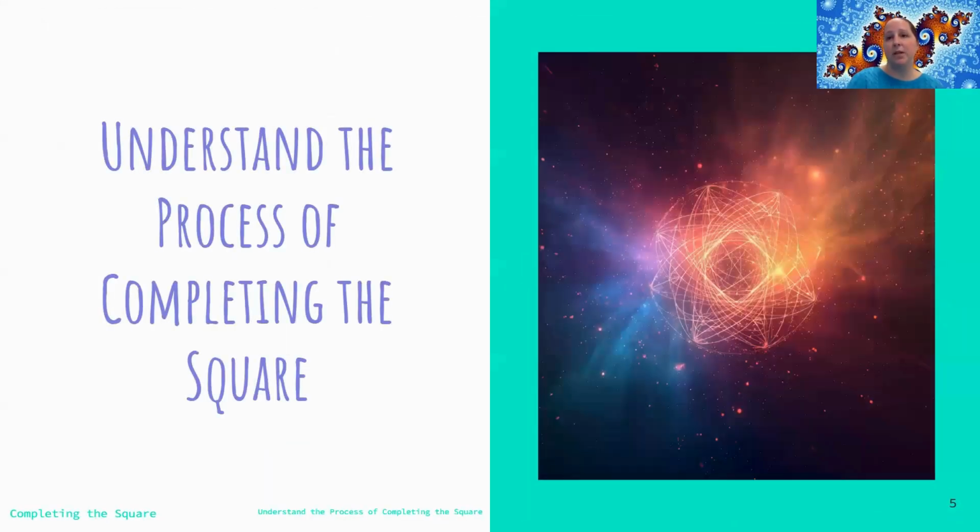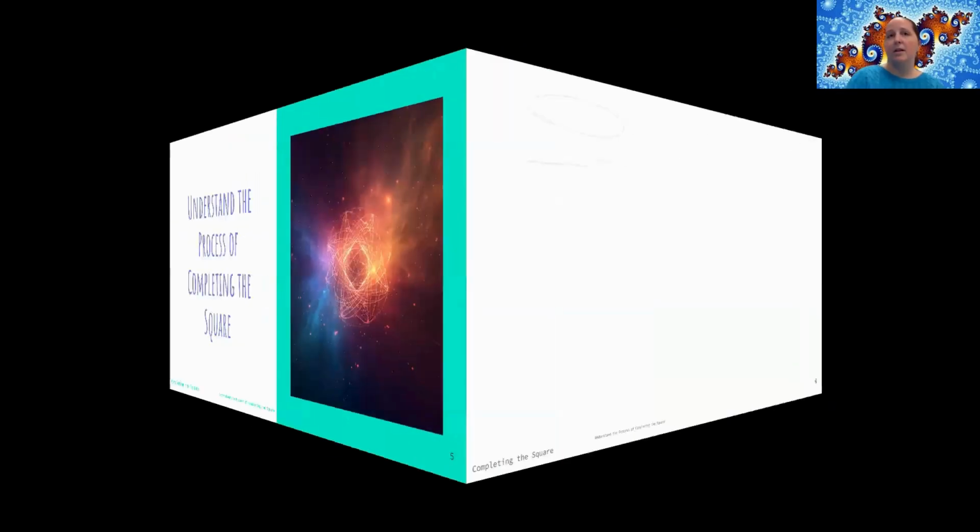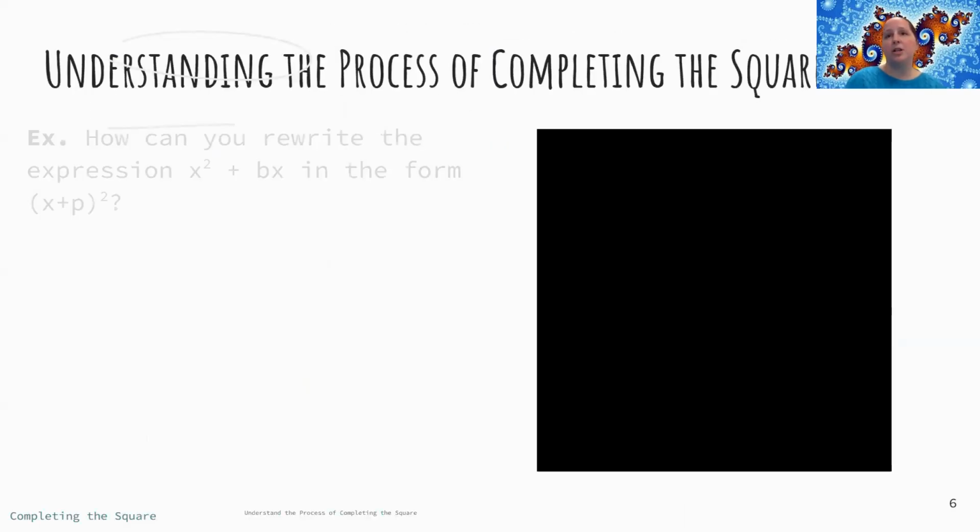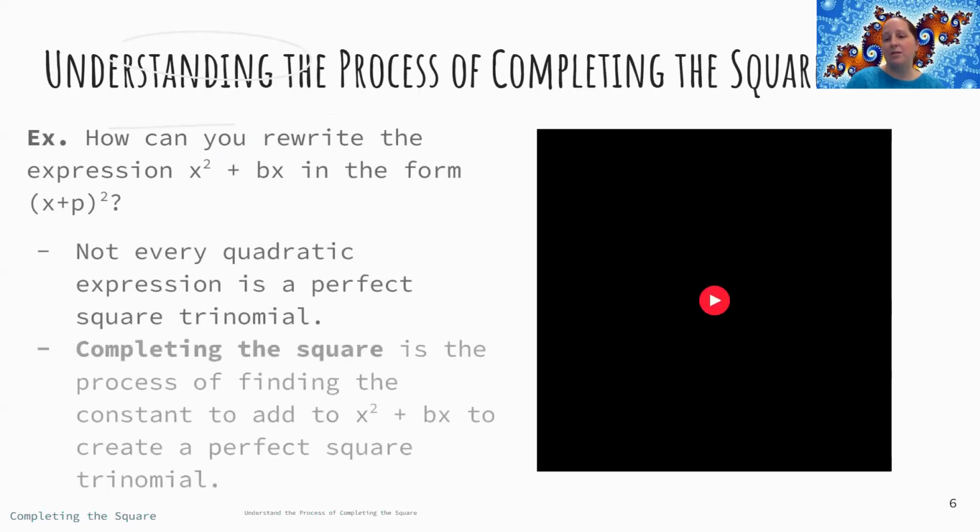Understand the process of completing the square. Now, unfortunately, not every trinomial is going to be a perfect square trinomial. They're not going to be all necessarily easy to factor, okay? So I want to know how I can rewrite the expression x squared plus bx in the form x plus p squared. So we can use what is called completing the square.